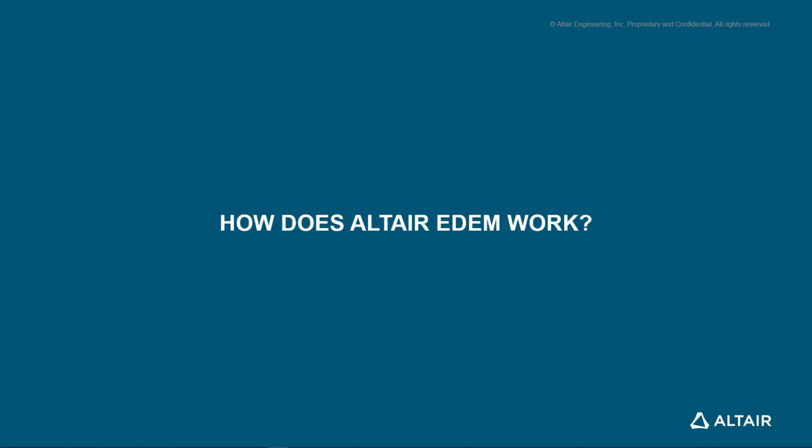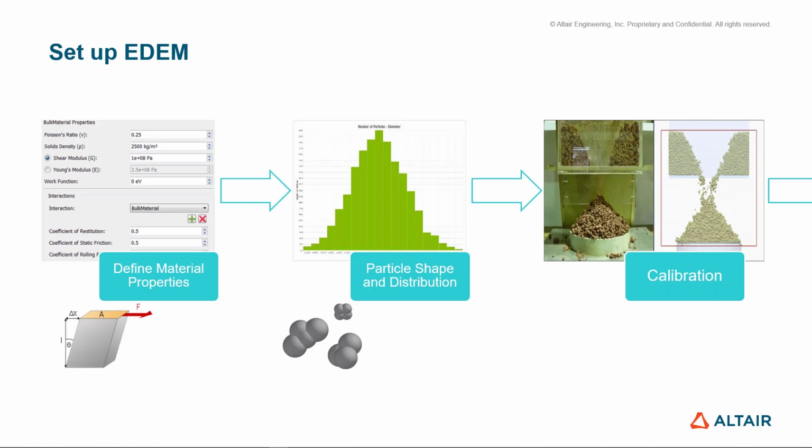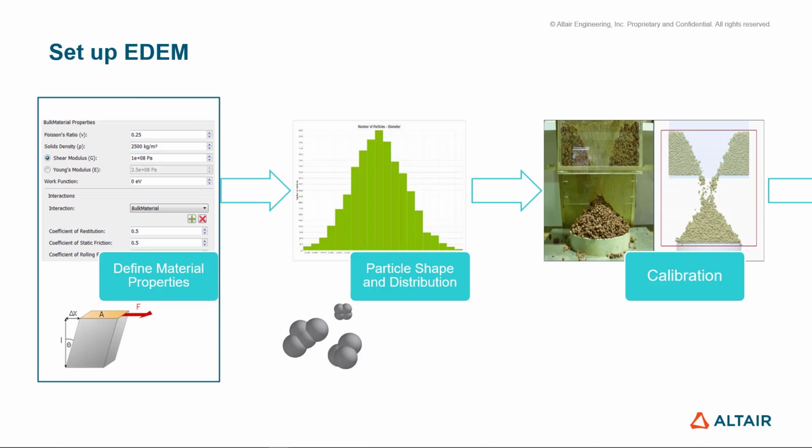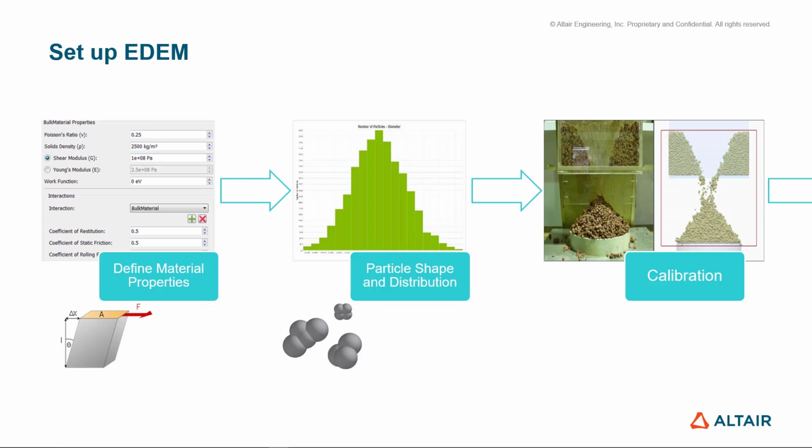Now that we looked at some examples, let's move on, and I'll explain how EDEM software works. When we set up a simulation, we want that simulation to be as close as possible to reality. And to achieve that, you have to define material properties, like the ones shown on the left image. You have to define density, shear modulus, Poisson ratio. Then you have to define particle shape and also the size distribution that will give you a representation of the real material. And you will need all those inputs to start your simulation.